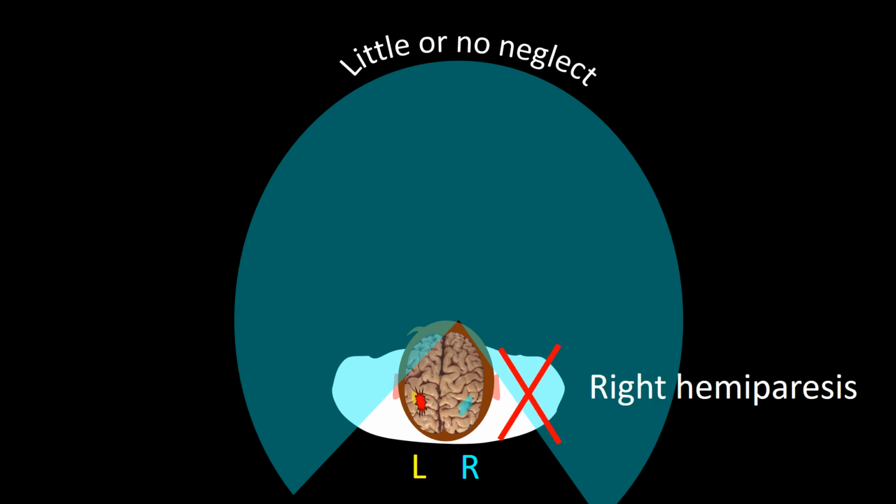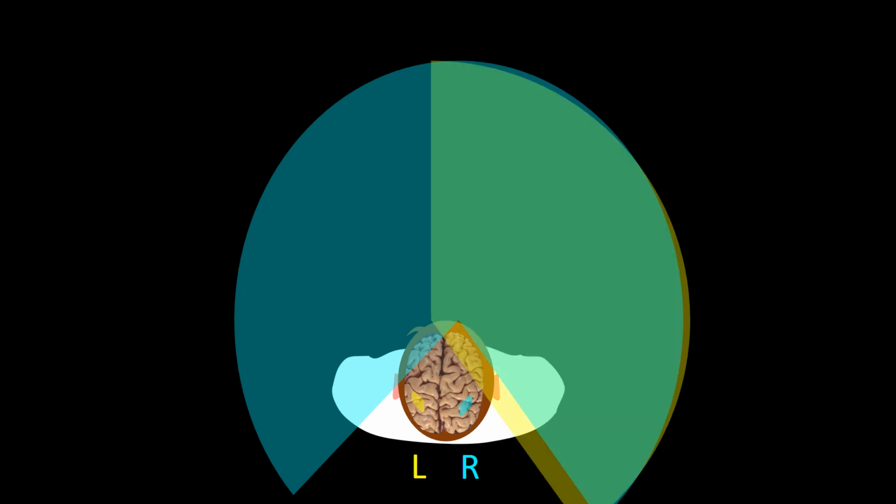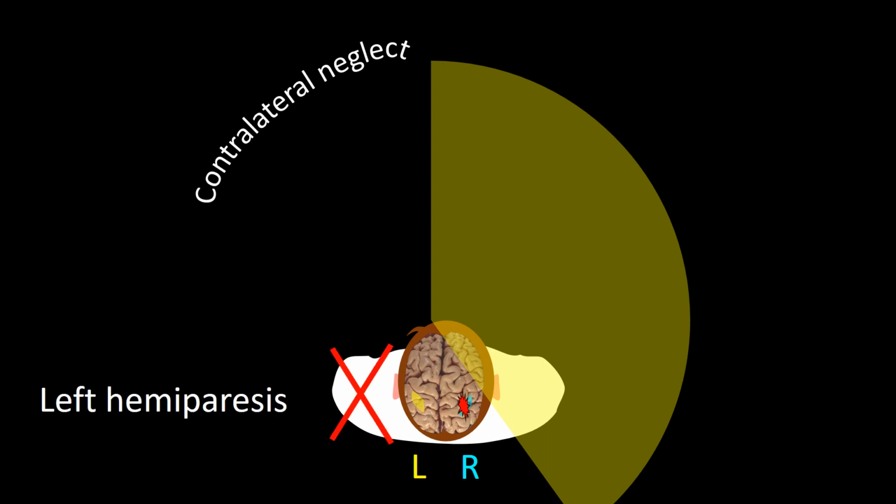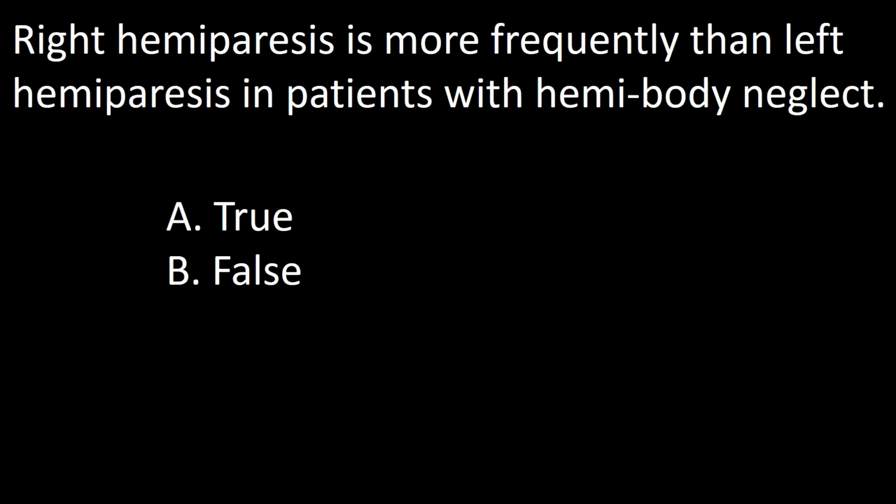But if the lesion expands anteriorly enough to involve the primary cortex, the patient will present with a right hemiparesis. On the other hand, a patient with a right posterior parietal lesion will lose the left spatial hemifield perception, hence contralateral neglect will be present. And if the lesion expands anteriorly, a left hemiparesis will occur. So the answer to this question is B.